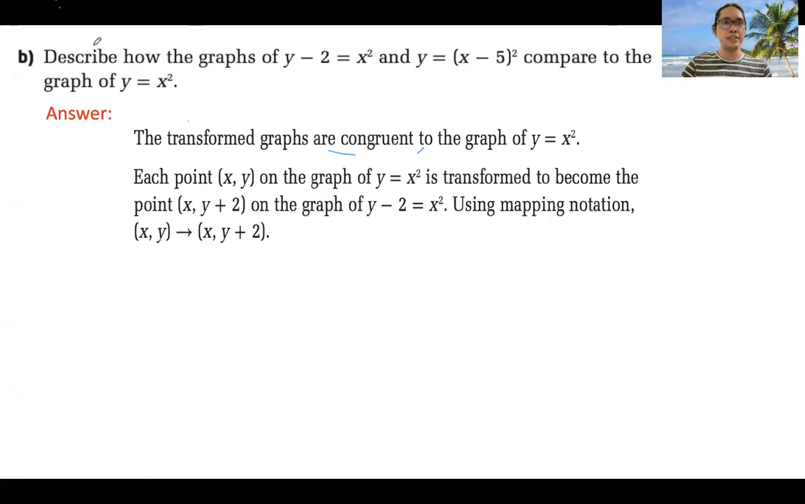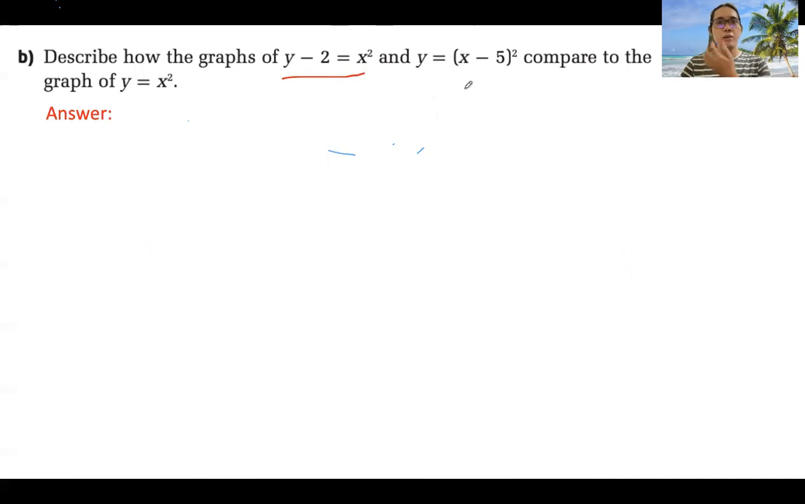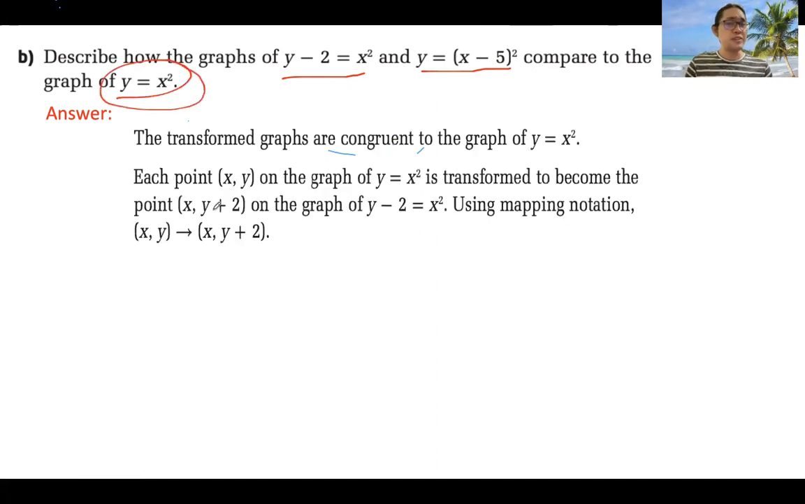Now, let's try to answer the second example. Describe how the graphs of y minus 2 equals x squared and y equals quantity x minus 5 close quantity squared compare to the graph of the base function, or you call it the parent function. So the transformed graphs are congruent to the graph of y equals x squared. They're always congruent. Even if you translate them several times, they will always be the same.